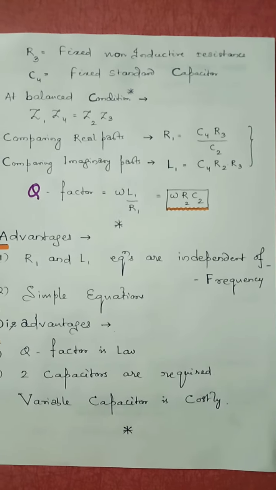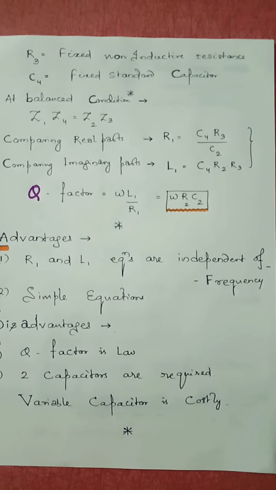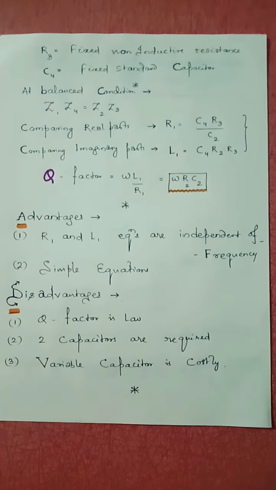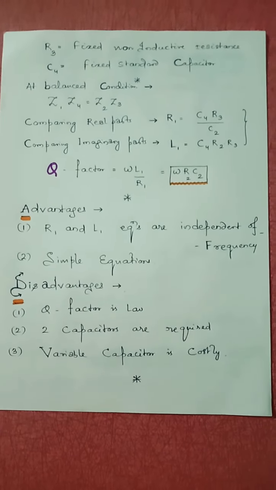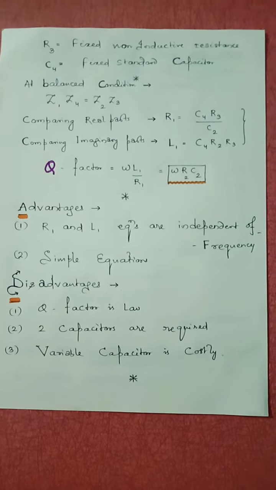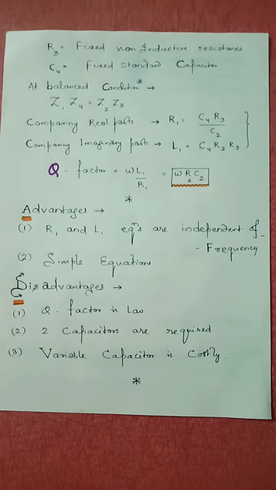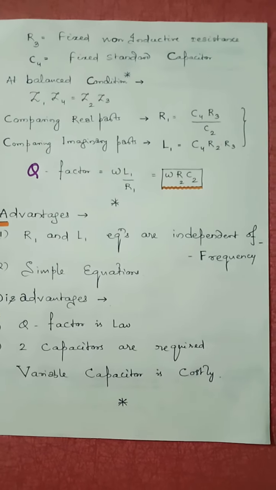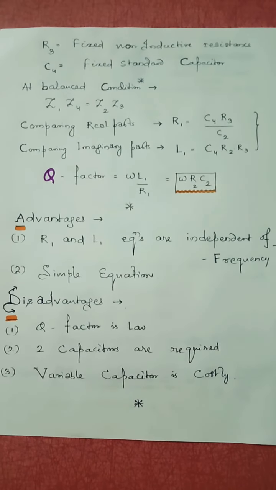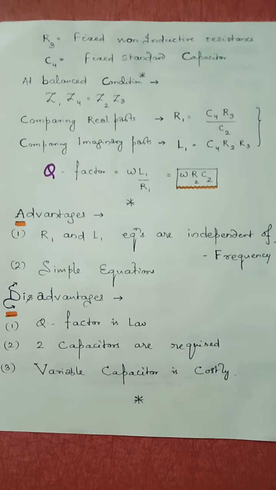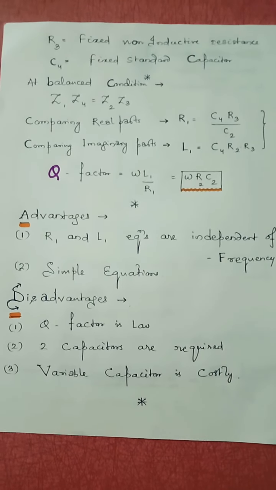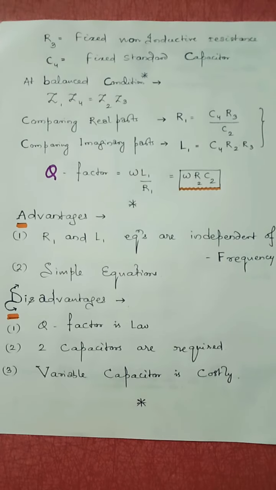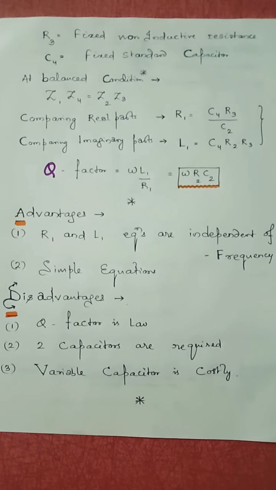So Q factor can be found out by omega L1 by R1 is equal to omega R2 C2 in this case. In Owen bridge method, there are some advantages as well as disadvantages. The advantages are, in this case, R1 and L1 equations are independent of frequency and equations are simple. But disadvantages are, in this case, quality factor is low, 2 capacitors are required and variable capacitor is costly.